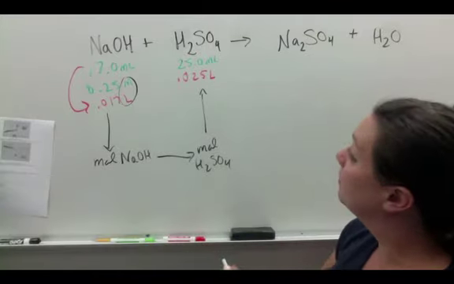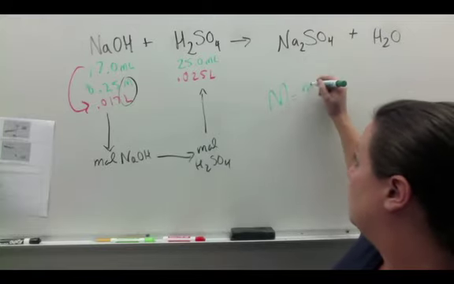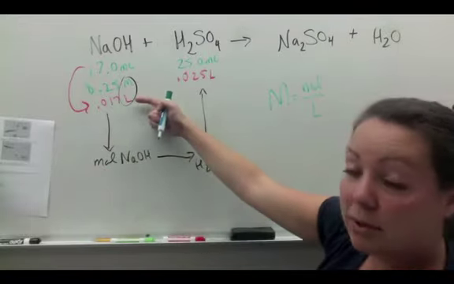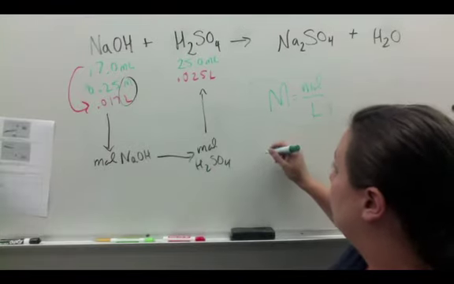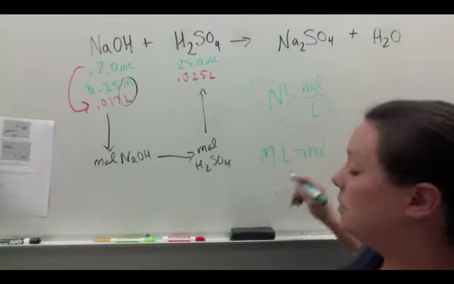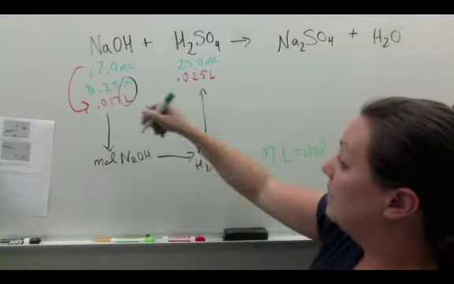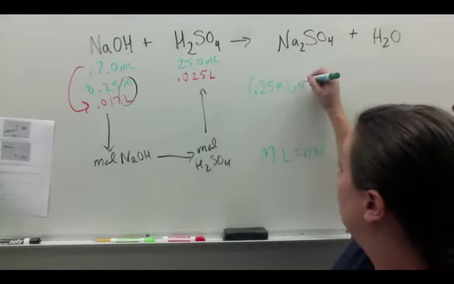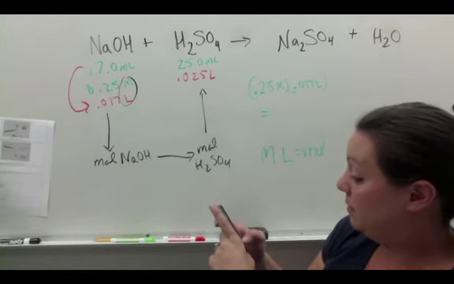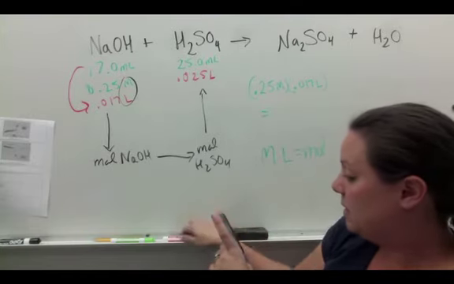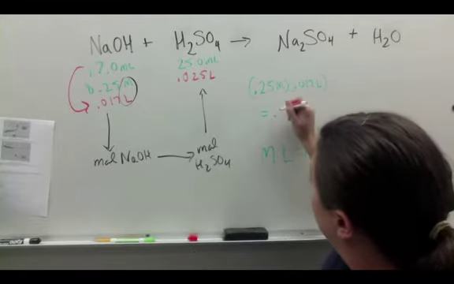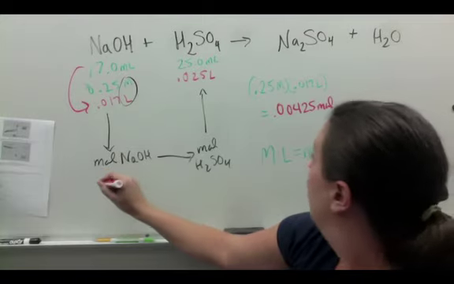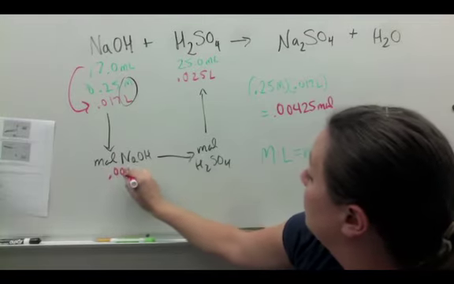So if you remember, we know that molarity equals moles over liters, and so to get moles alone, which is what we're solving for, we do have molarity and we do have liters, so we need to cross multiply, and we find that M times L equals moles. So let's take our molarity, 0.25 molar, times our liters, 0.017 liters, equals 0.25 times 0.017 equals 0.00425. All right, so that was here, so that must be moles of NaOH, 0.00425.